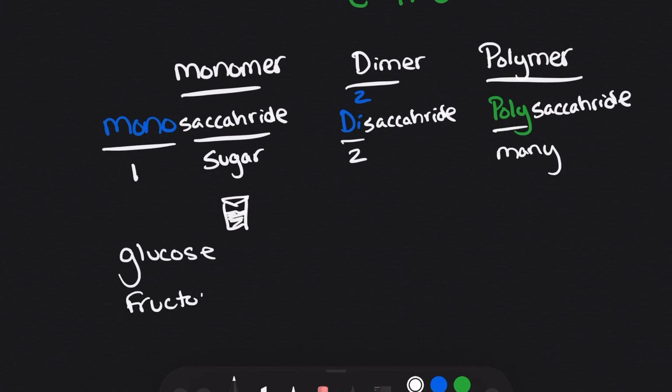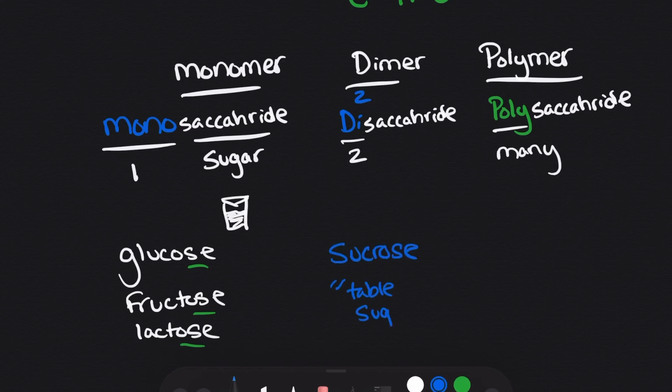Glucose is our go-to monosaccharide, but we also have fructose found in fruit and lactose found in milk, along with some others. The most common disaccharide that we see is called sucrose, aka this is the table sugar, the sugar you put in your coffee. And then the polysaccharides that make up cell walls are known as cellulose, and this is what you chew on when you eat celery.